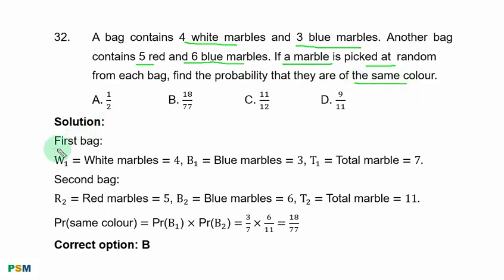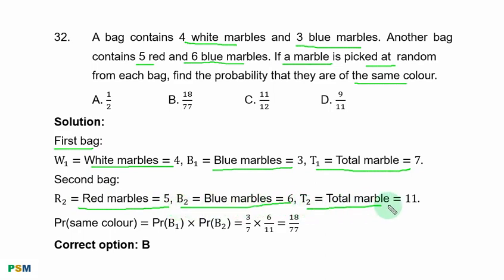Solution. First bag, white marbles, they are 4. Blue marbles, they are 3. Total is 7. Second bag, red marbles, they are 5. Blue marbles, they are 6. Total is 11. So probability same color from each bag means blue marbles from the first bag, then blue marbles again from the second bag.